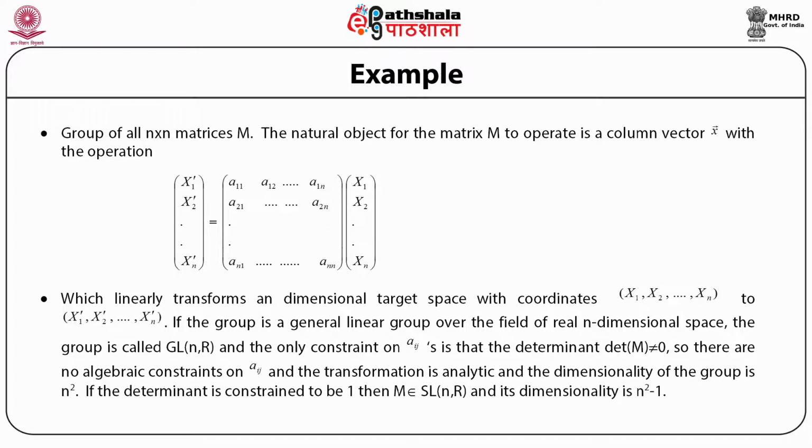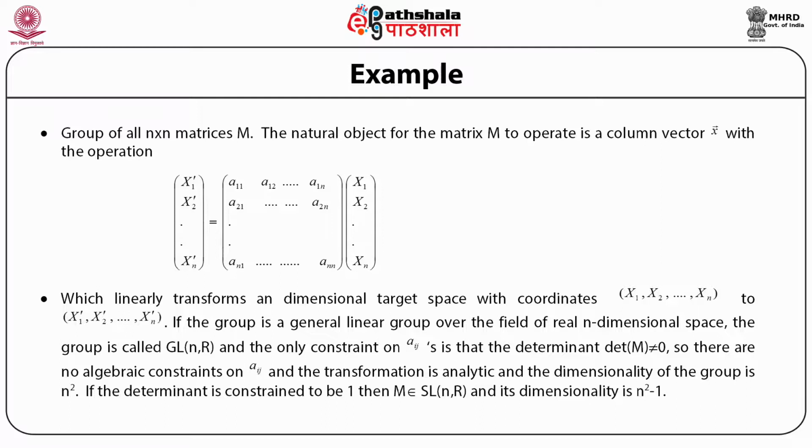to a space with coordinates x1', x2', ..., xn'. If the group is a general linear group over the field of real n-dimensional space, the group is called GL(n,R), and the only constraint on the matrix elements Aij is that the determinant of the matrix should be non-zero. So there are no algebraic constraints on the elements Aij, and the transformation is analytic, and the dimensionality of the group is n squared, because there are n squared elements in the matrix.